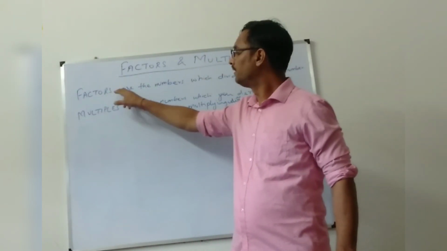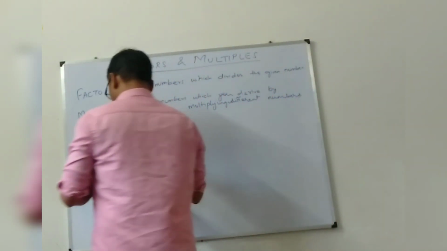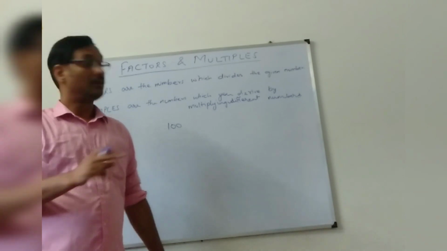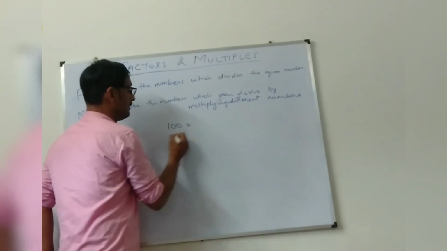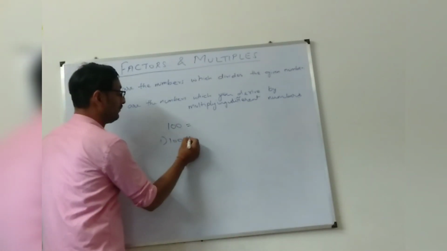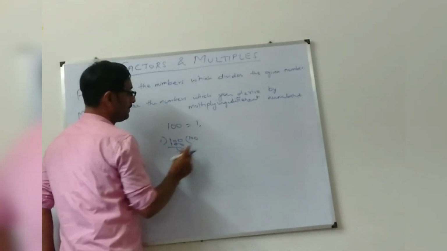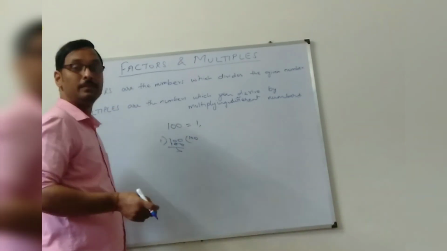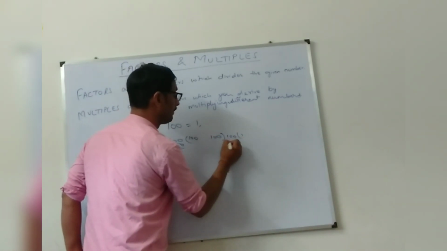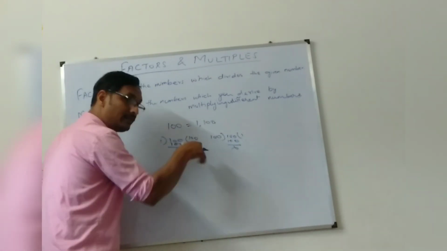What is a factor? Factors are the numbers which divide a given number. Like, suppose 100 is given. How will you know what the factors of 100 are? You divide 100 by 1. First you have to divide it by 1. If you divide it by 1, you will get the same number, and whatever quotient you get, with that you need to divide. So 1 and 100, this 100 is divided by 1 and 100.